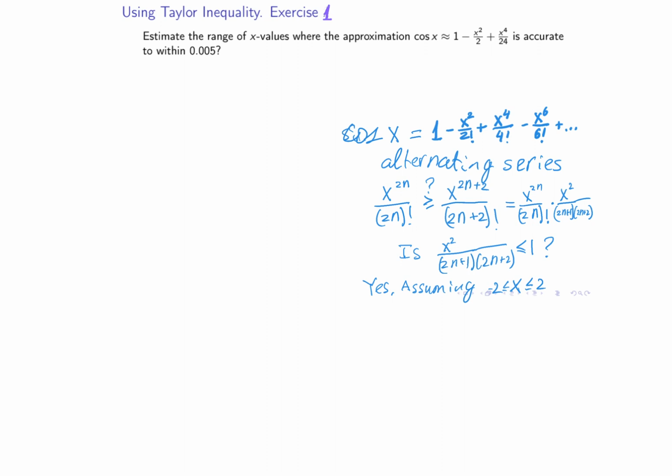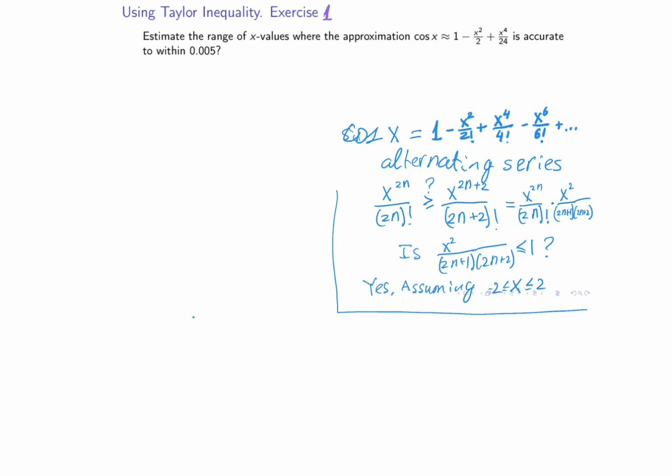So you see the top is less than 4, and for whenever n is greater than 1, the bottom will definitely be greater than 4, so the entire fraction will be less than 1. Alright, so we established that this alternating series has decreasing terms. Now let's do the approximation.